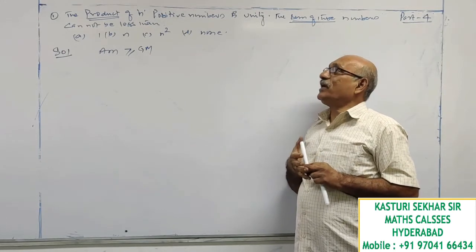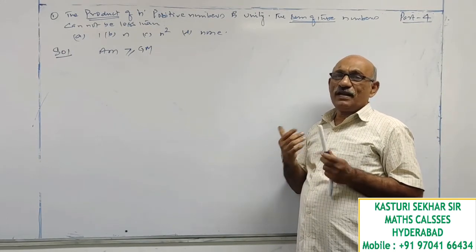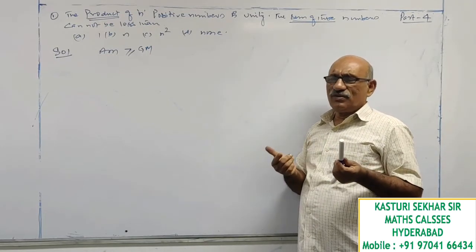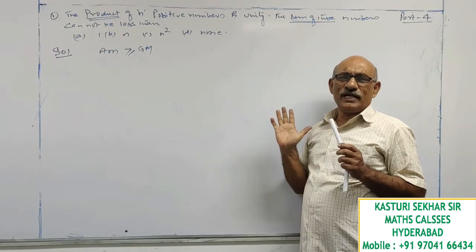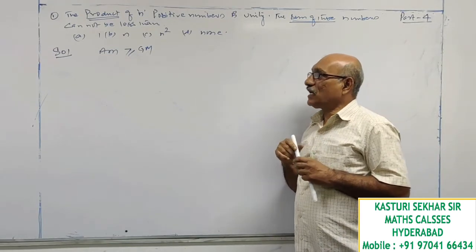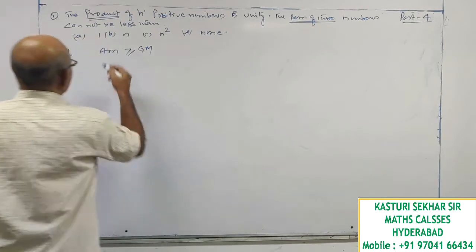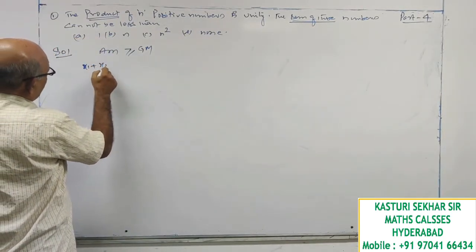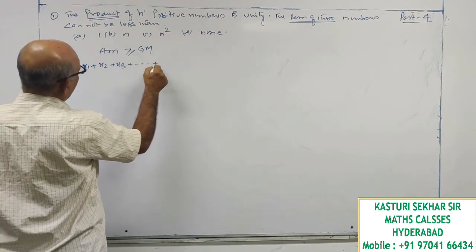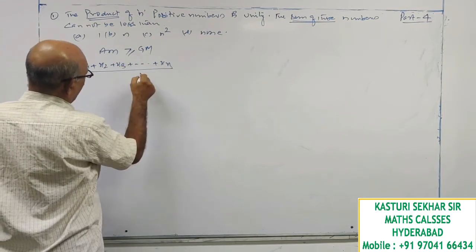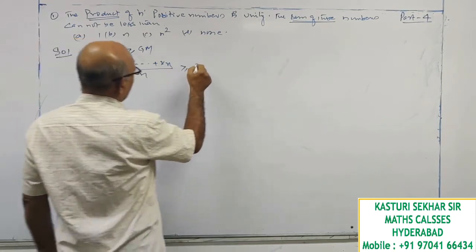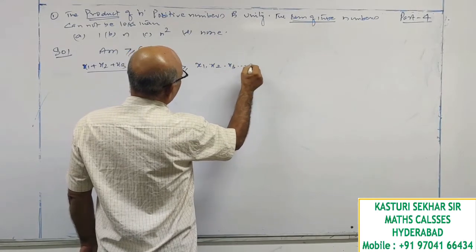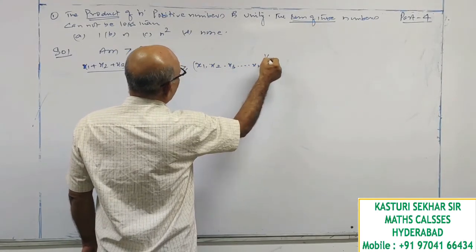Again I am repeating this point. Here product of n numbers is given, sum is required. Product is given, sum is required, means I have to use this inequality: arithmetic mean is greater than or equal to geometric mean. So x1 plus x2 plus x3 plus etc plus xn divided by n is greater than or equal to x1 into x2 into x3 into xn whole to the power 1 by n.